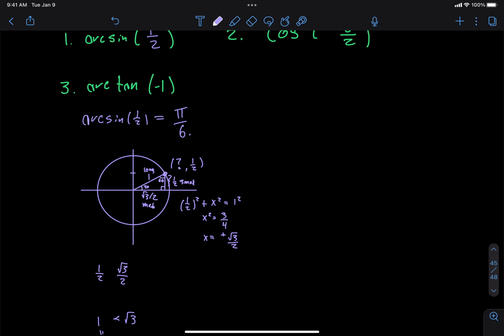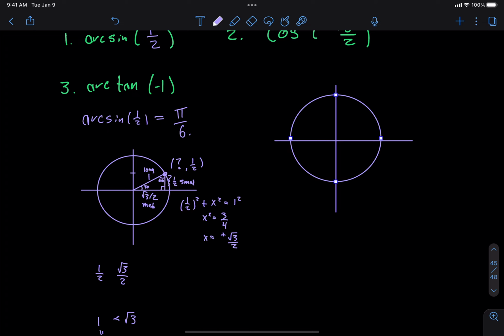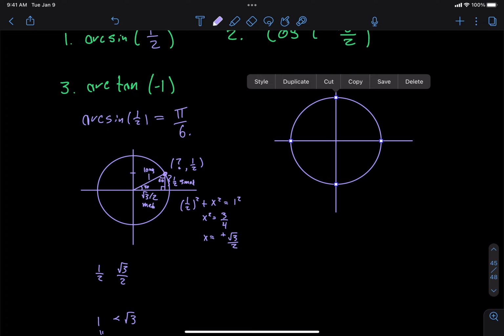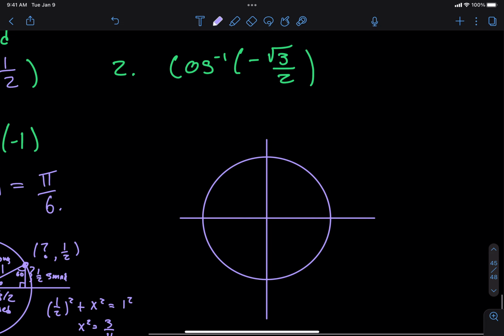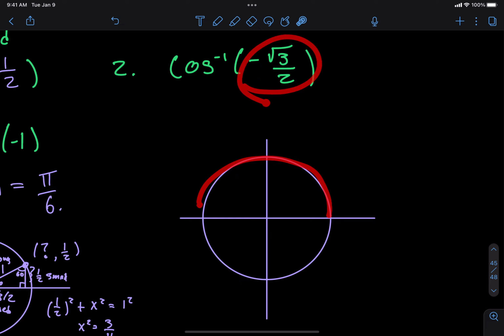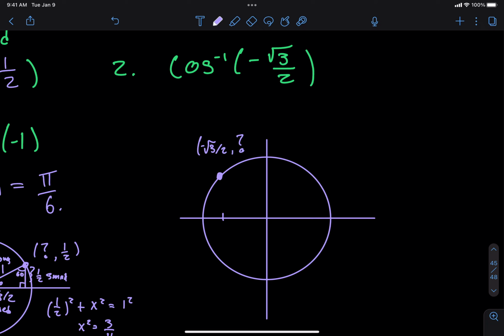Okay, I'm going to go through the next one even faster. Always going to draw my unit circle first. Okay, so cosine inverse. I know I'm working on the top half of the unit circle. And I want to find a point whose x-coordinate is negative square root 3 over 2. So that would be a point like over here. And its x-coordinate is negative square root 3 over 2. And its y-coordinate is a question mark for now.